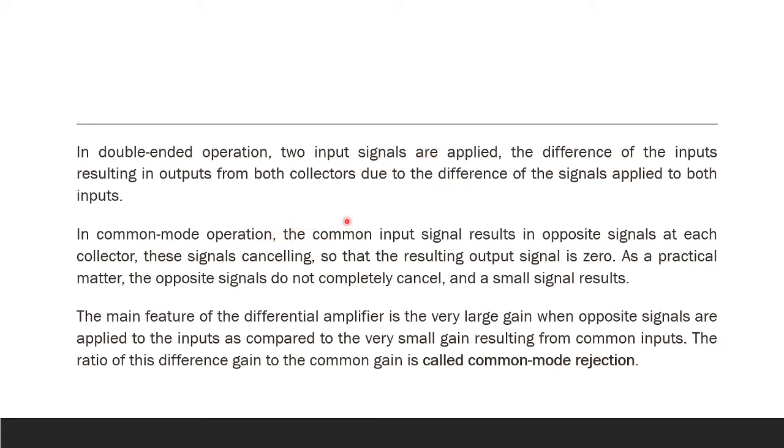Now, yung common mode operation naman, the common mode input signal, kaya nga common mode kasi common yung input signal to both differential inputs natin. Now, ang resulta nito are opposite signals at each collector. So, these signals are going to cancel each other. So, the resulting output signal is 0. Well, technically, syempre hindi exactly 0, but mababang-mababa yung nagiging result nito. So, as a practical matter, the opposite signals don't completely cancel and a small signal results.